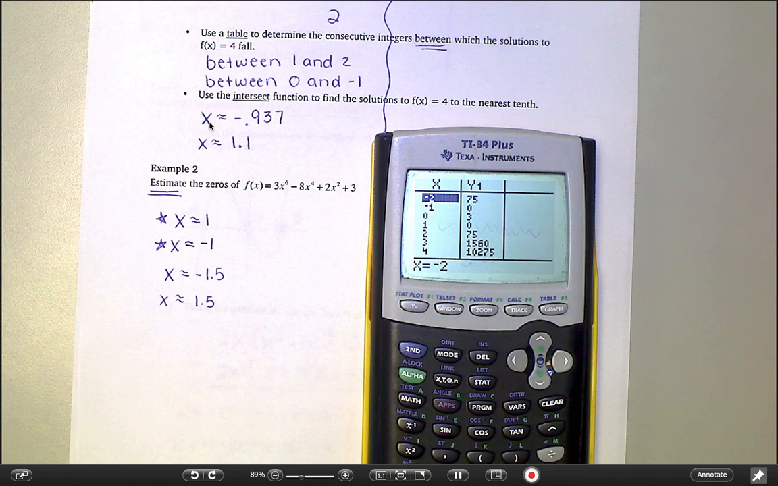Okay, so a lot of this section is just going to be putting things into your calculator and using your calculator to find what you need. And if you need some help working with the calculator, please let me know.